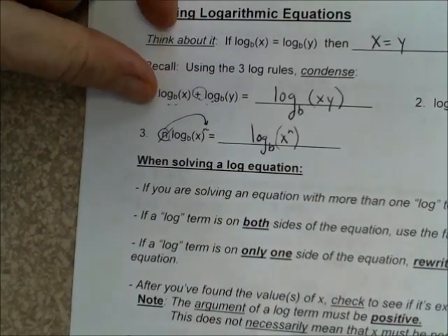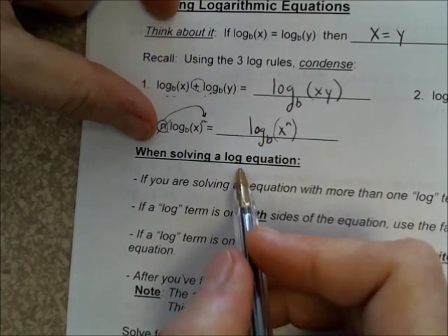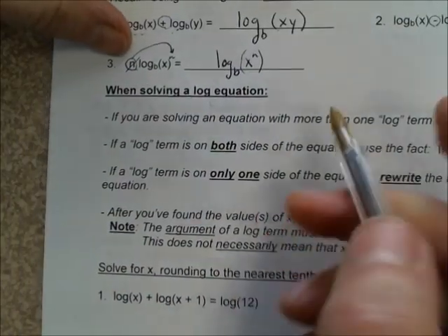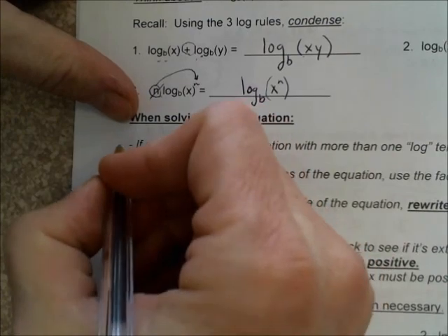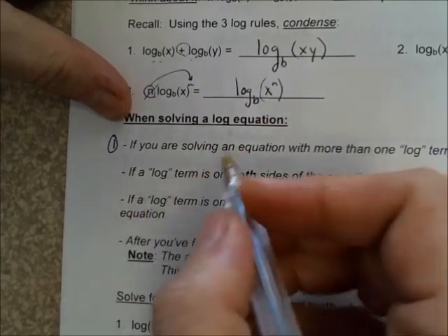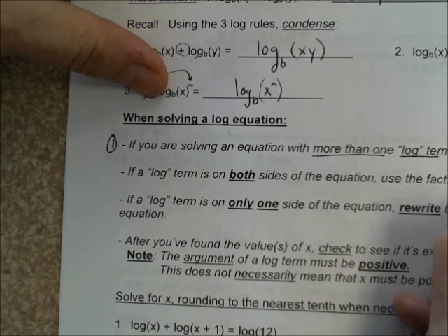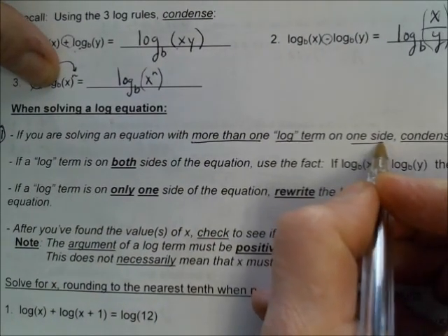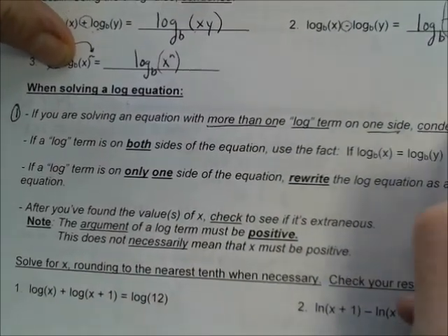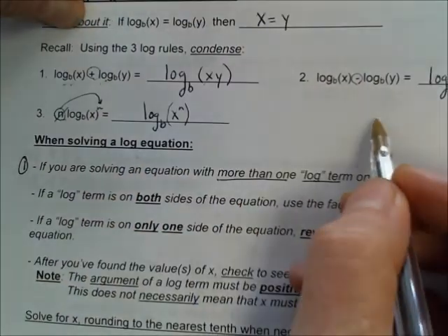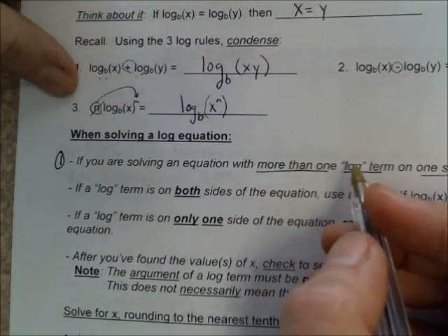You don't have to. When we're about to solve a log equation, well, we know that we have a log equation when we have an equal sign and we have a bunch of log terms in there. You can see these are all log terms. So when we approach a log equation, the first thing we have to do, number 1, is if there's more than one log term on one side, which happens in a lot of these problems, then we're going to have to condense that side, and we're going to condense using these 3 log rules if you have more than one log term.